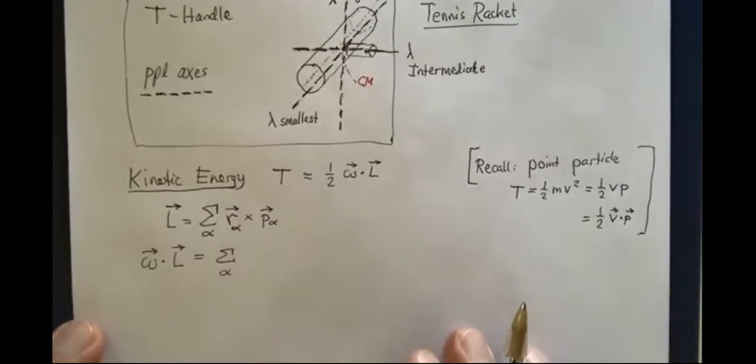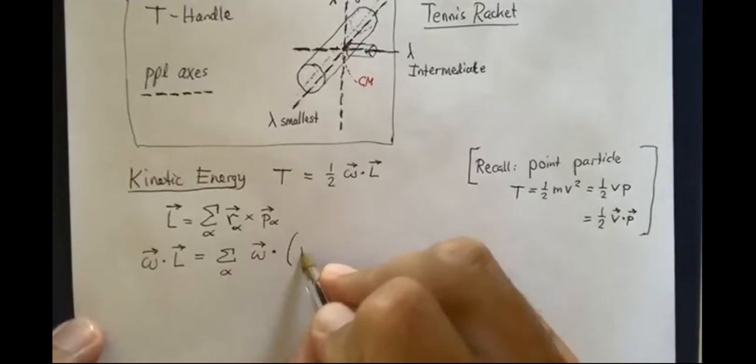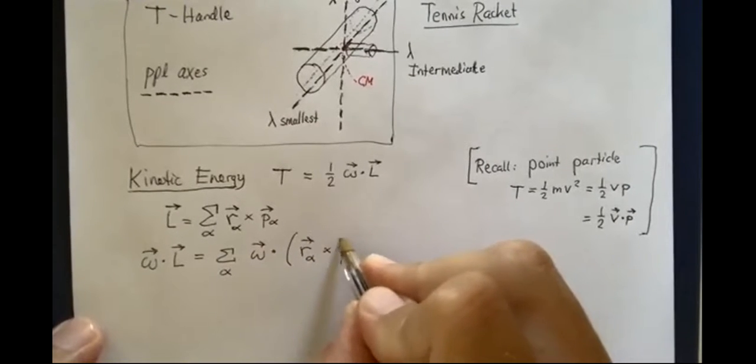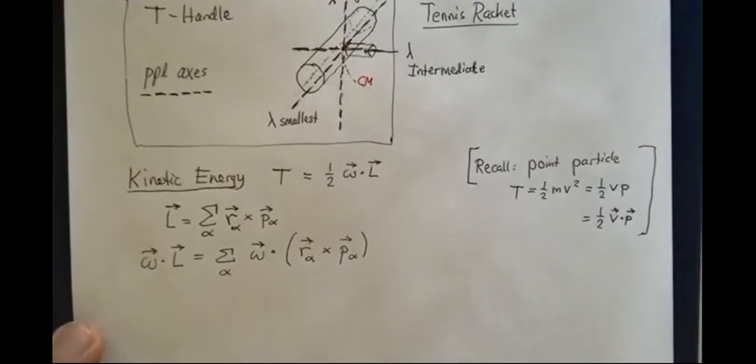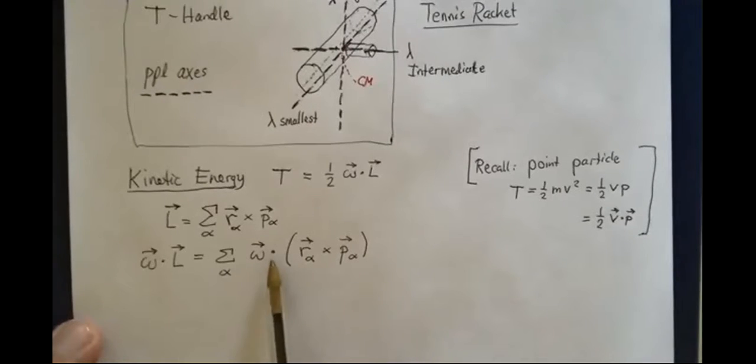So we're summing over all the particles, and we have omega dotted into R alpha cross P alpha. Okay, so far so good. Now this is a vector triple product. It's a scalar vector triple product. That means you have three vectors: this omega vector, a position vector, and a momentum vector. And this operation is a triple product. That's a dot product, that's a cross product. The result is a scalar.